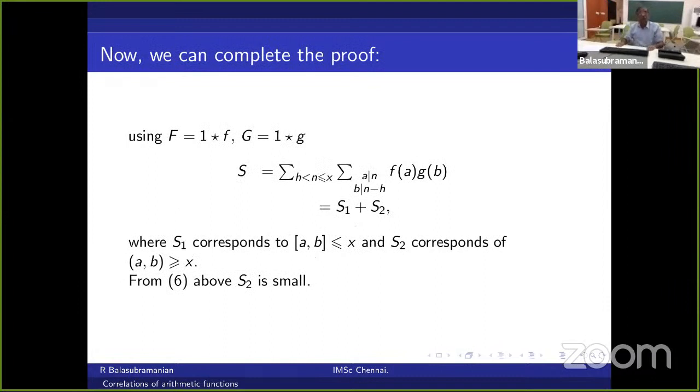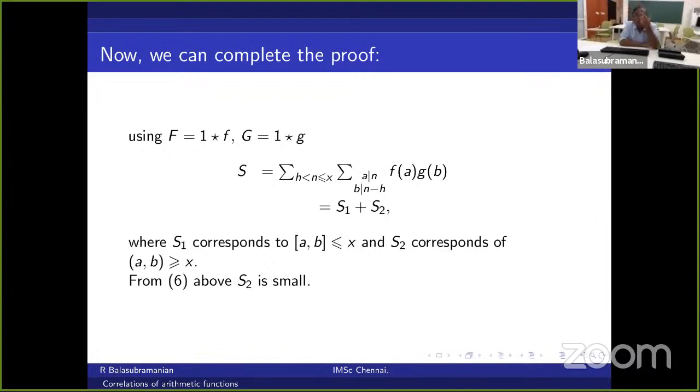And now I want to say how this, by a simple convolution method, gives you the estimates. Therefore, we recall capital F equal to 1 star f and capital G equal to 1 star g, and we are interested in the summation A dividing n, B dividing n minus h, f of a, g of b, with h lesser or equal to n lesser or equal to x. And here I break the sum into 2 parts. The one part is the LCM of a and b lesser or equal to x. The fact that I am breaking it as an LCM lesser or equal to x is very important.